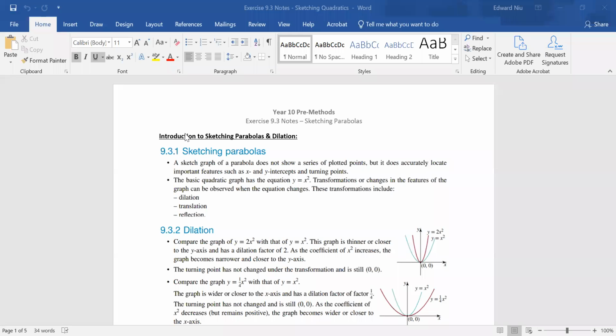Hey everyone, welcome to exercise 9.3. Today we're going to be taking a look at sketching parabolas.